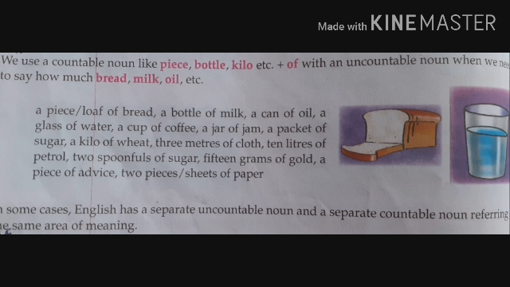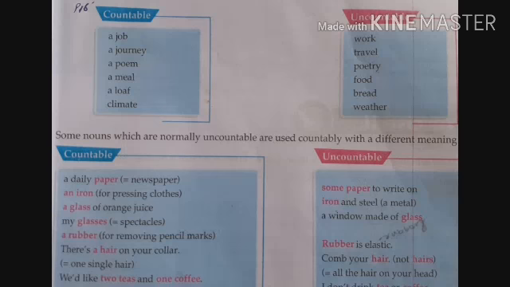We can use a piece of advice. Advice, we can't use advices. Advices must not be used. A piece of advice, if we want to say some particular advice. Countable: 2 pieces, sheets of paper. Come on to the next page.